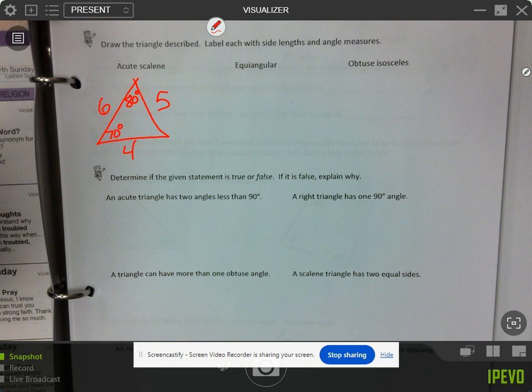Melanie? 30. Yeah, 70 plus 80 is 150. 150 plus 30 gives me 180. So all three angles equal 180 degrees. I'm not putting a right angle in there because they all have to be acute angles. So you have to make sure they're all acute, less than 90 degrees, and when we add them up, they equal 180 degrees.